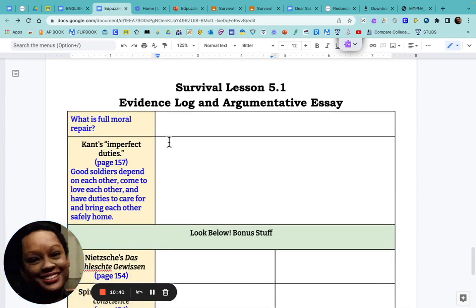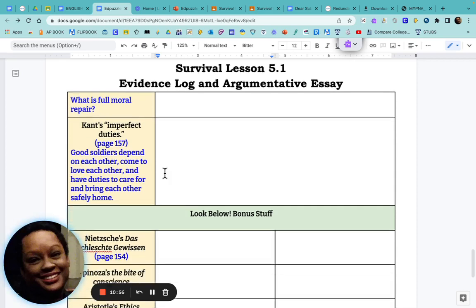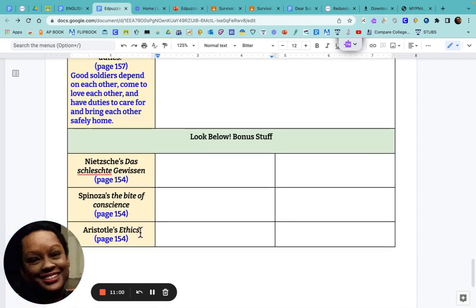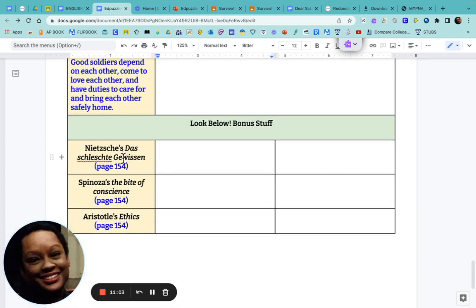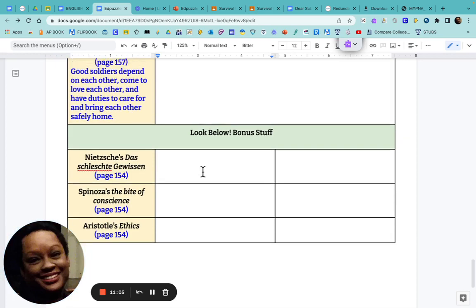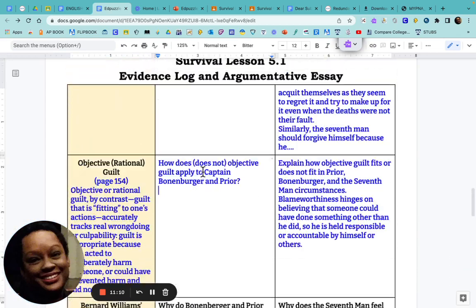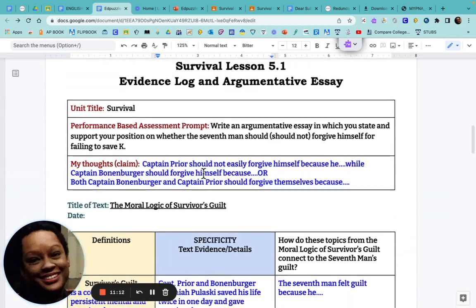And then I put Kant's imperfect duty, Immanuel Kant, page 157, of what it means to be a good soldier. And please remember, you might want to bring up what it means to be a good man or a good friend when it comes to the seventh man. And of course, down here below, I have bonus philosophers here for you.